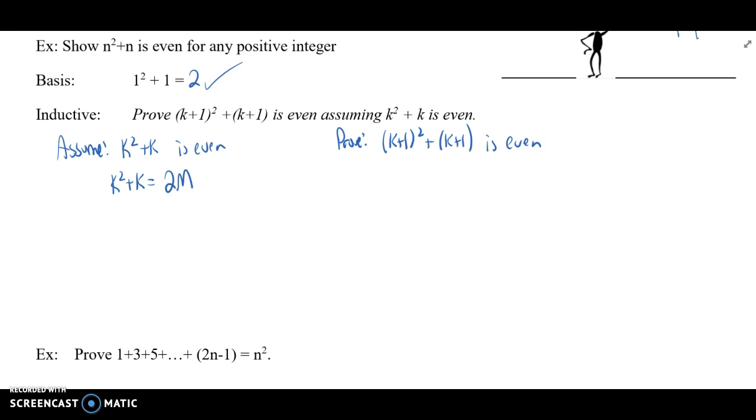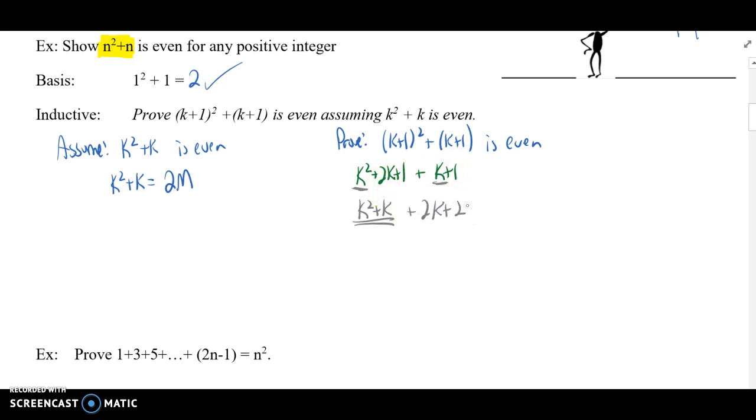In other words, we're taking what we're trying to show, and plugging k plus 1 in for this n as well as that n. So we want to prove that this is even. Now, if we multiply this out, we would get k squared plus 2k plus 1 plus k plus 1. If we rearrange these a little bit, we can take this k squared and that k and put them together: k squared plus k. And then the remaining terms, 2k plus 1 plus 1, is 2k plus 2.